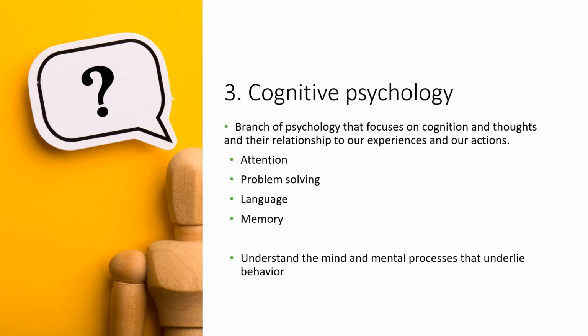So this next area of study that we're going to look at is cognitive psychology. This is an area of psychology that focuses on cognition, and cognition means thinking. So how do our thought processes, how we perceive information, how we organize information, affect how we feel? How does that affect how we behave? Cognitive psychologists are interested in attention, problem solving, language, and memory. And they might work with, for example, linguists.